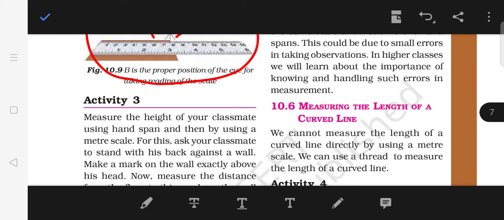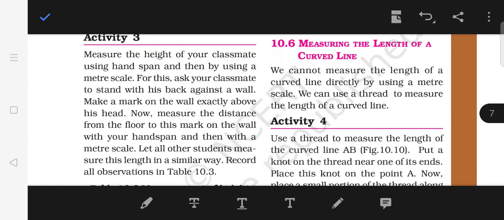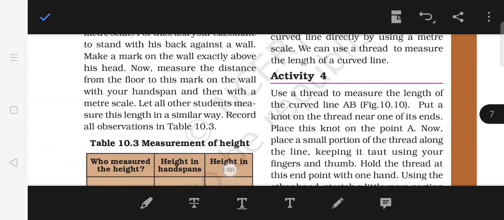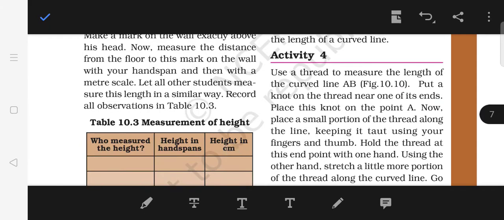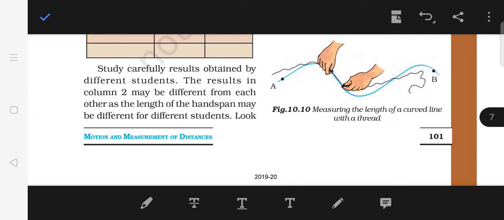Now we have another activity. Activity 3. Measure the height of your classmate, children, using handspan and then by using a meter scale. For this, ask your classmate to stand with his neck against a wall. Now mark on the wall. Measure the distance from the floor to this mark on the wall with your handspan and with your meter scale, and record all the observations. Study carefully the result obtained by students.